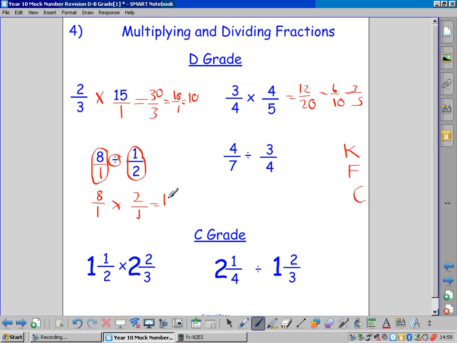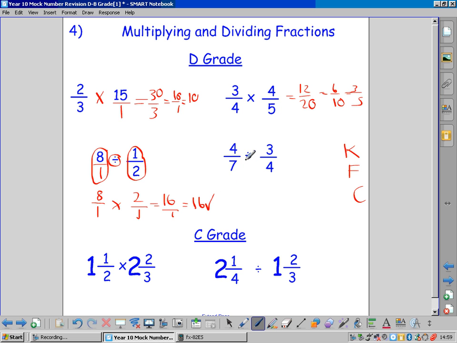8 times 2 is 16. 1 times 1 is 1. 16 over 1 is just 16. 8 divided by a half is 16. There are 16 halves in 8 wholes.